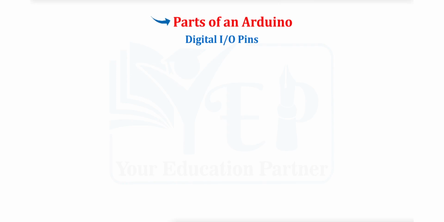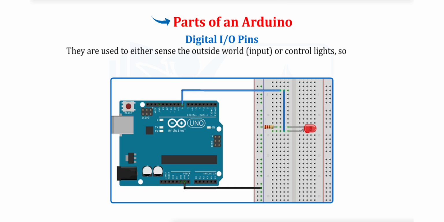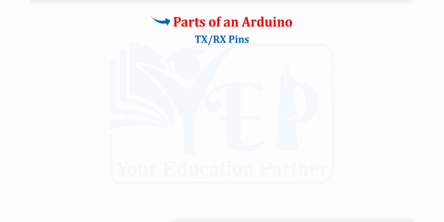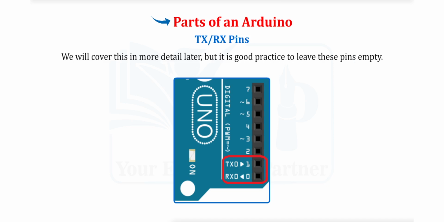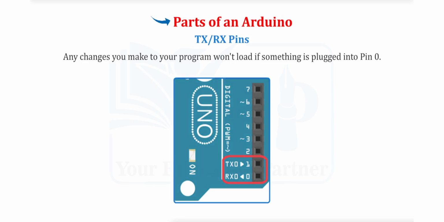Digital input or output pins. The holes on this side of the board are called the digital input or output pins. They are used to either sense the outside world, input, or control lights, sounds, or motors, output. TX or RX pins. Pin 0 and pin 1 are special pins labeled RX and TX. We will cover this in more detail later, but it is good practice to leave these pins empty. Any changes you make to your program won't load if something is plugged into pin 0.